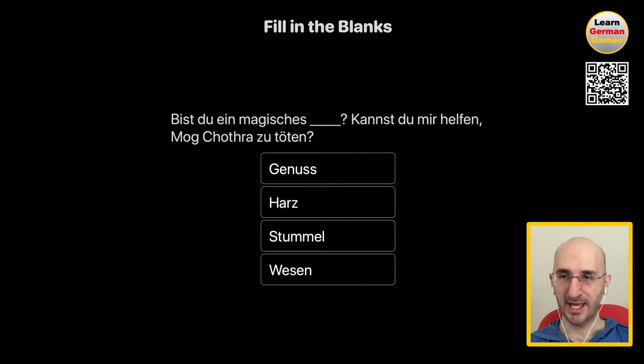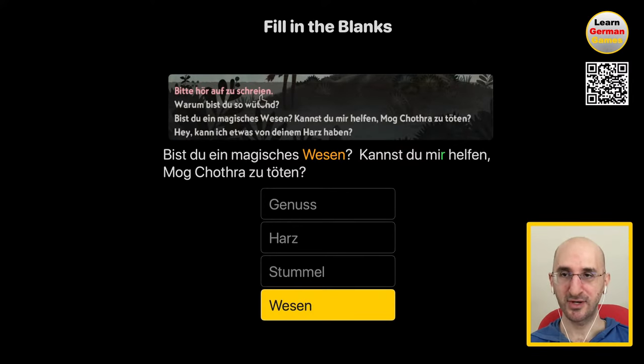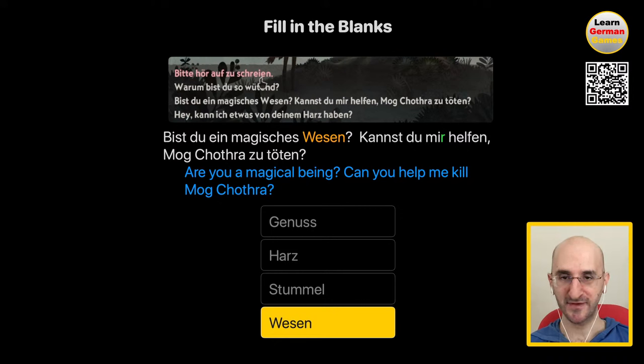Fill in the blanks. Bist du ein magisches something? Kannst du mir helfen, Mokchotra zu töten? You remember the girl asked this question. We translated it twice. Wesen, sehr gut. A being. Are you a magical being? Bist du ein magisches Wesen? If you're ever inside the fairy tale, you need this question. You never know. Maybe in your dream.